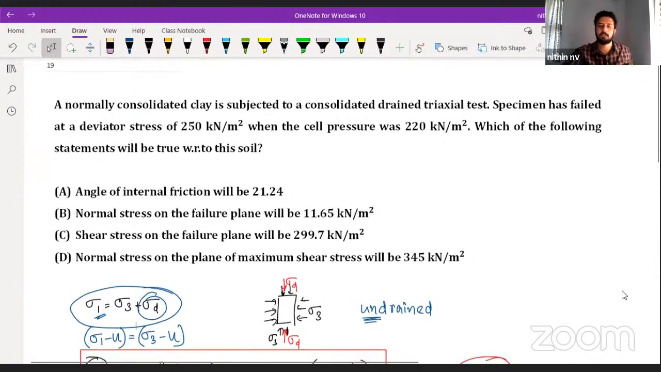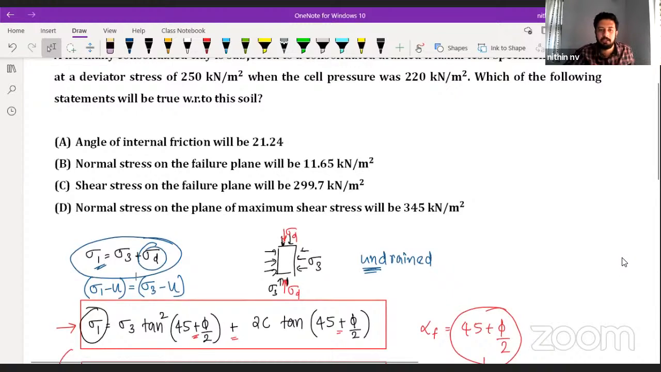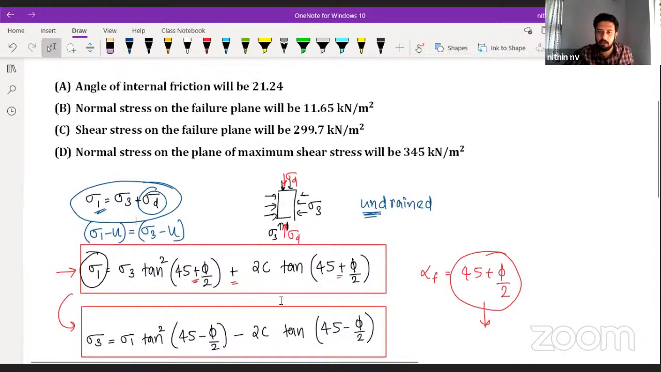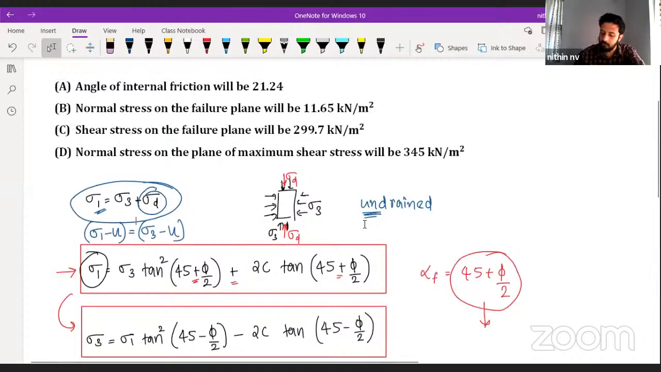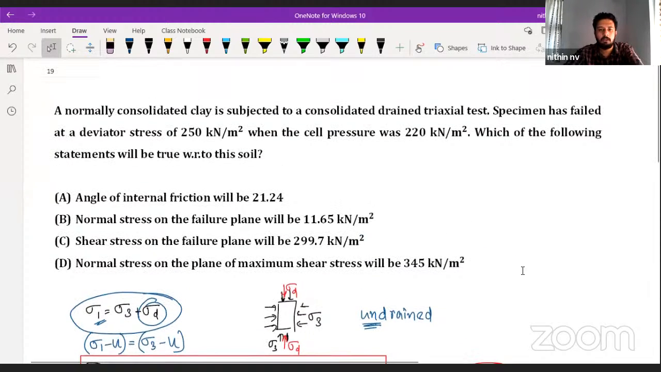Angle of internal friction. How can we calculate the angle of internal friction? Just calculate this angle alpha f, 45 plus phi by 2, so that you will get that angle. From there you can calculate the angle of internal friction phi. Clear? Yes, very good. Now see guys, to solve this we require the C value. Whether they have given any C value, cohesion value. It is a clay, no?